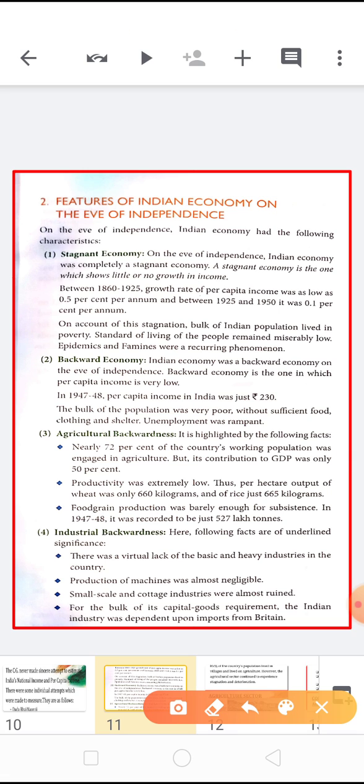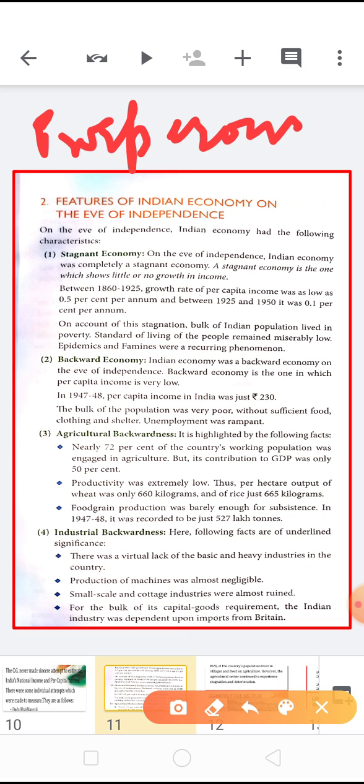The Indian economy was basically a prosperous economy. India was very rich, self-reliant, independent, and prosperous. So, children, before the Britishers came into our country, India was an independent, self-reliant, and prosperous economy. Second is the agrarian economy.